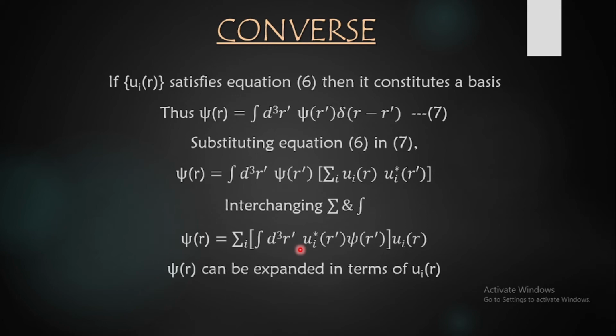Therefore, this equation then expresses the fact that xi of r can be expanded in terms of ui of r and gives the coefficients of this expansion. So this is how we can explain the closure relation, what actually a closure relation is, what is the use of it, or what it signifies, then the derivation of the closure relation, and also the converse of it, that is, reciprocally also we can prove the same thing just by going in reverse direction through all the steps.